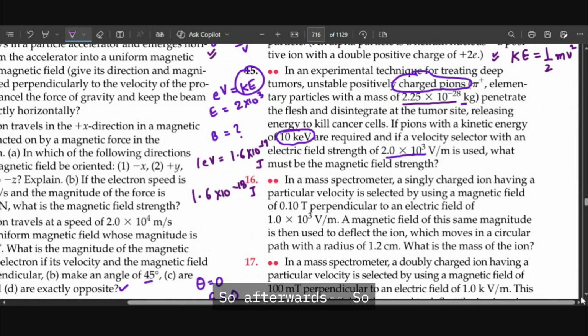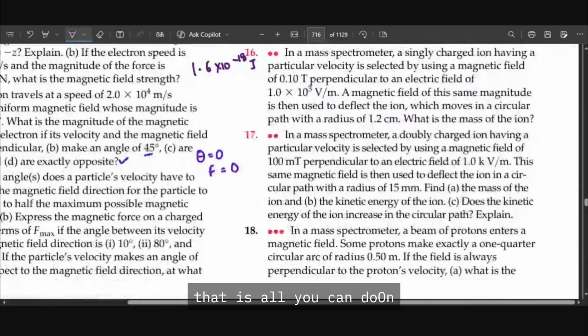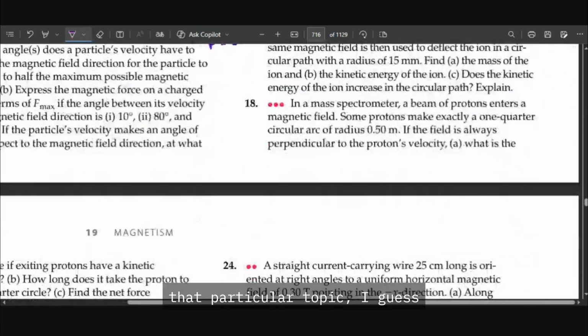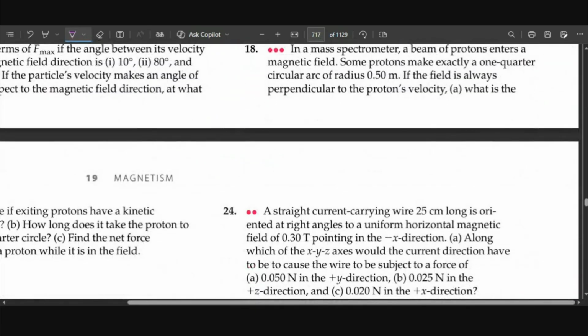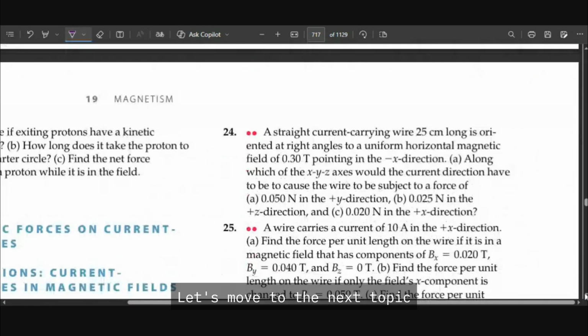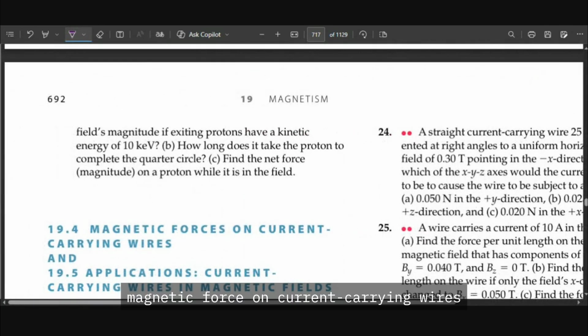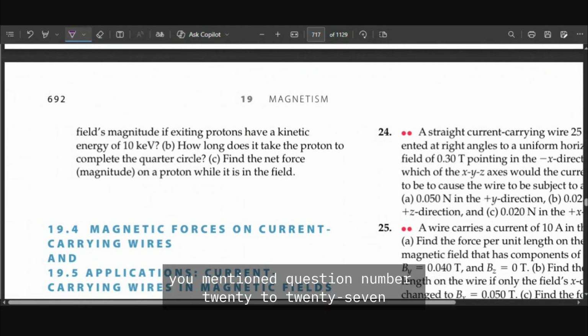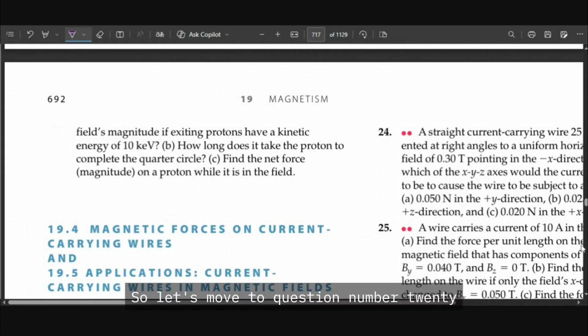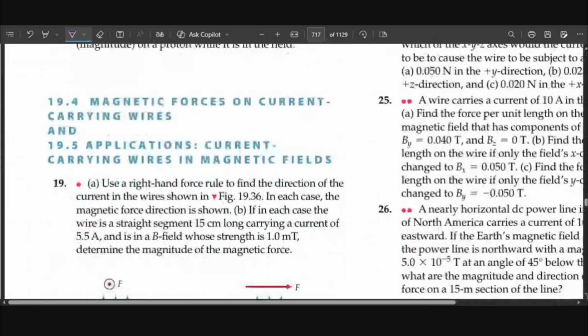Alright, so that is all you can do from that particular topic, I guess. Let's move to the next topic, which is magnetic force on current carrying wires. From this page, I mentioned question number 20 to 27. So let's move to question number 20.